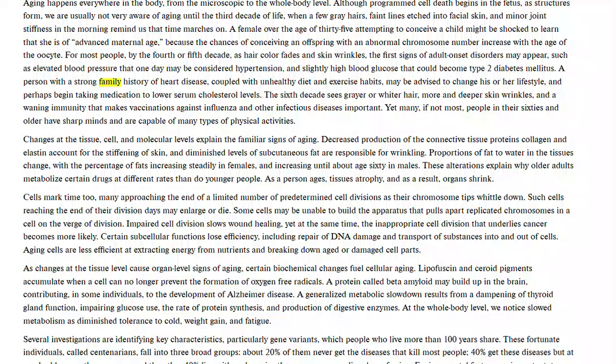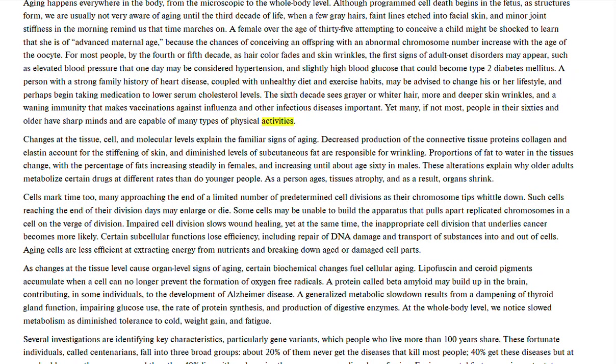A person with a strong family history of heart disease, coupled with unhealthy diet and exercise habits, may be advised to change his or her lifestyle, and perhaps begin taking medication to lower serum cholesterol levels. The sixth decade sees grayer or whiter hair, more and deeper skin wrinkles, and a waning immunity that makes vaccinations against influenza and other infectious diseases important. Yet many, if not most, people in their 60s and older have sharp minds and are capable of many types of physical activities.